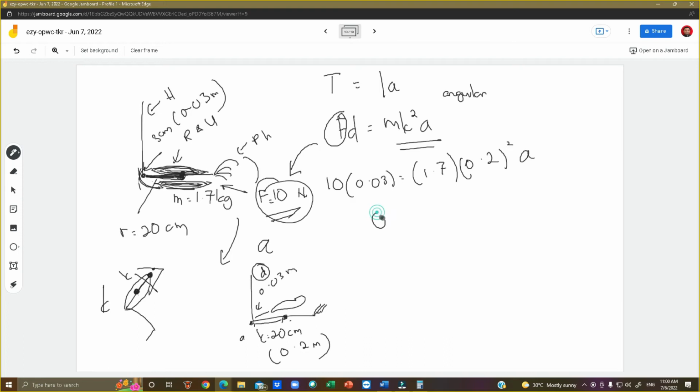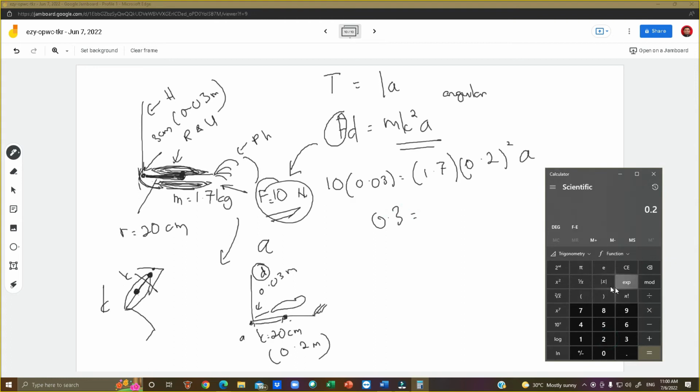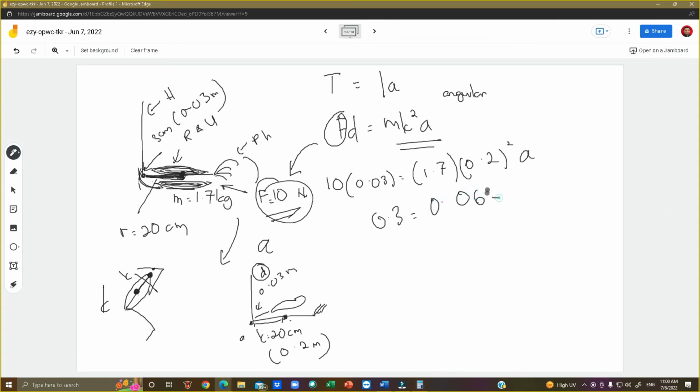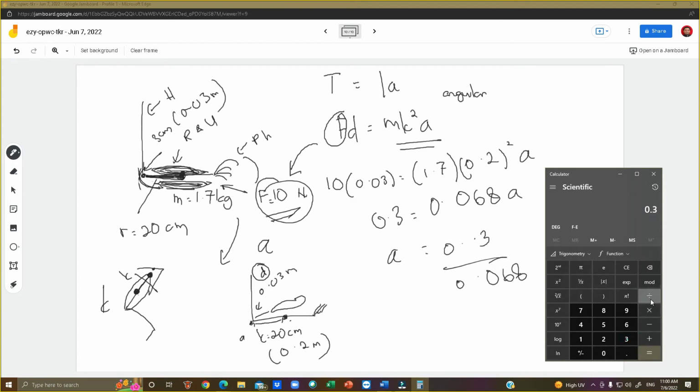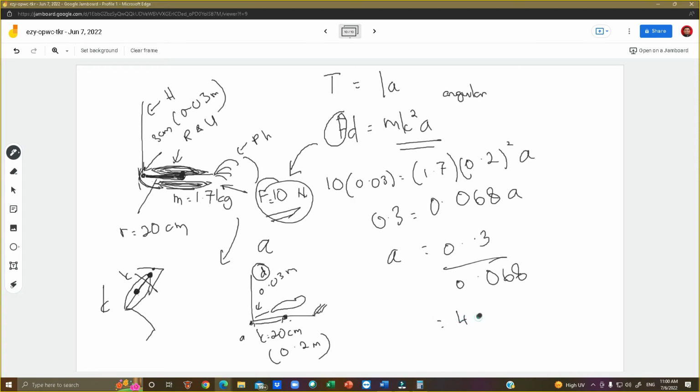Okay, so here we have 0.3 equals 0.2 squared times 1.7. We have 0.068 alpha. So automatically alpha is 0.3 divided by 0.068, which is 4.41 radian per second squared.